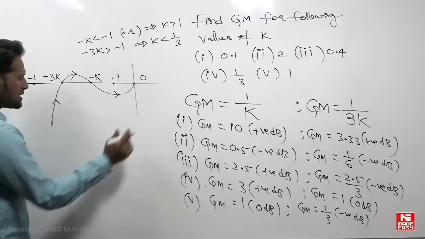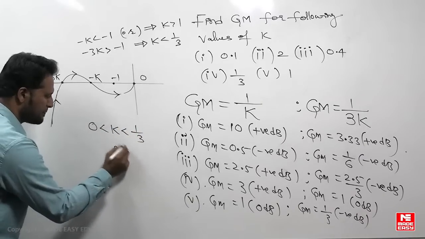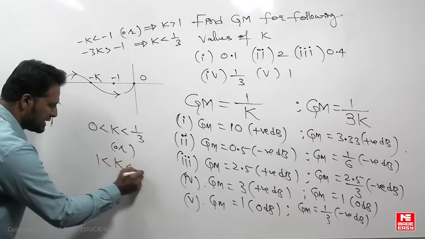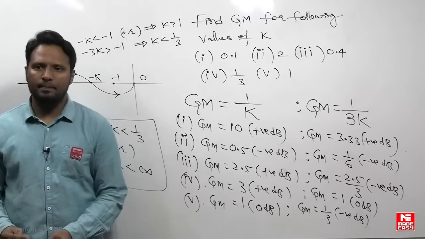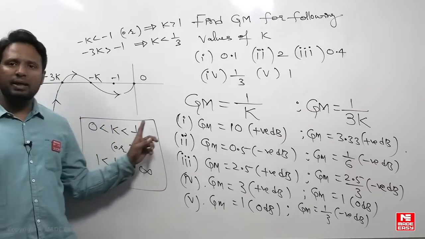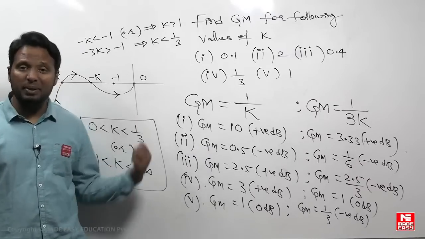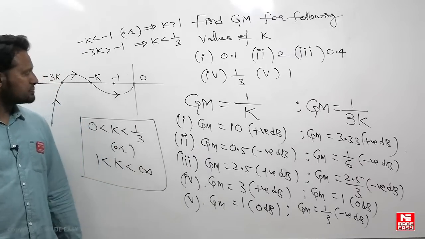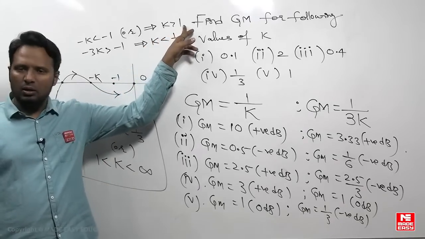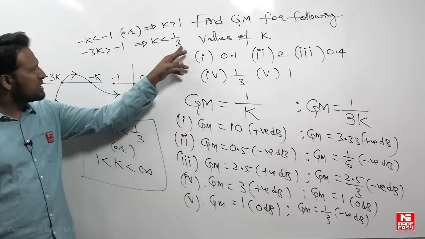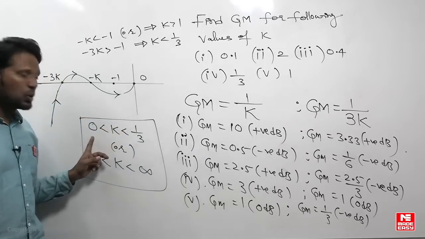Right. So what is the complete condition? 0 less than k less than 1/3, or 1 less than k less than infinity. This is the stability condition in this system. Sir, k greater than 1 up to what? Infinity. Who is stopping? Sir, k less than 1/3 up to what? Not minus infinity. 0 will stop you.